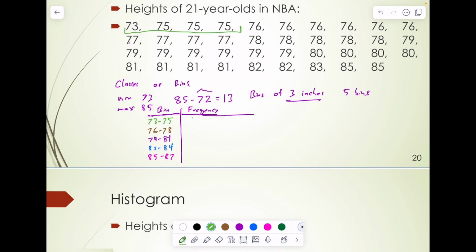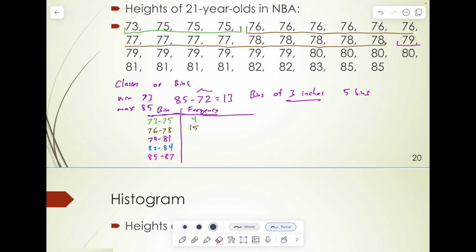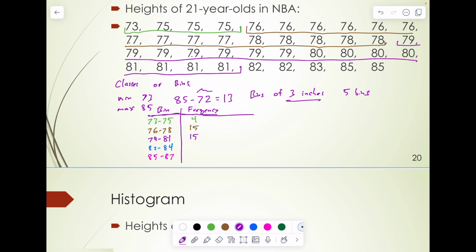Okay, that's that one there. There's going to be 4 of those. The next one is going to be 76 to 78. So those will be included. So that's going to be 1, 2, 3, 4, 5, 6, 7, 8, 9, 10, 11, 12, 13, 14, 15. 15. Now for the next bin, 79 all the way to 81. If I count that out, I get 15. And then the second to the last bin goes from 82 to 84. So that'll take us right there. So that's going to be 3.